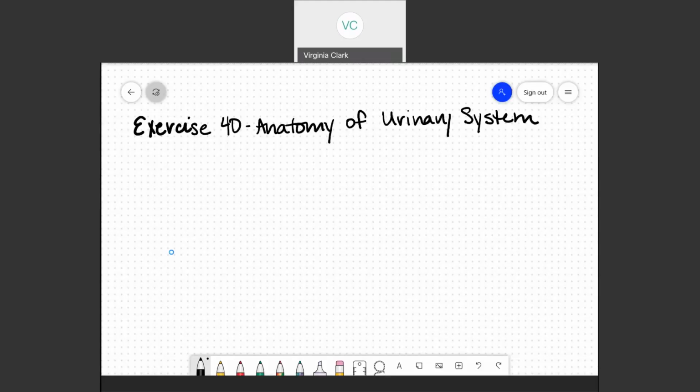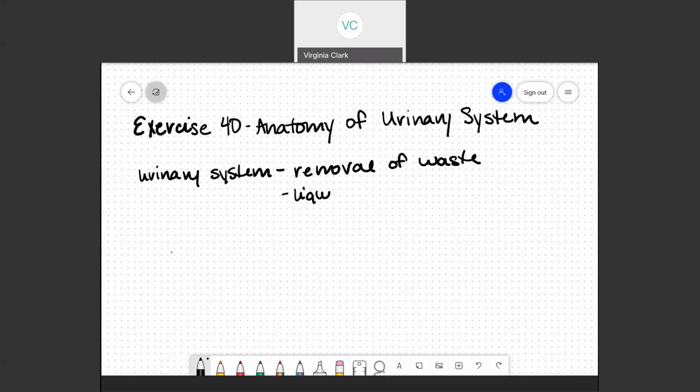So this is covering exercise 40, the anatomy of the urinary system. The main reason why we're covering the urinary system and why we have this system is that it is going to be primarily concerned with the removal of waste. As we have all these biological processes that happen in our body, we will create a lot of waste. So the urinary system is honestly the trash dump system to be able to get rid of all of that waste. Specifically, what we're really talking about is liquid or almost liquid waste.